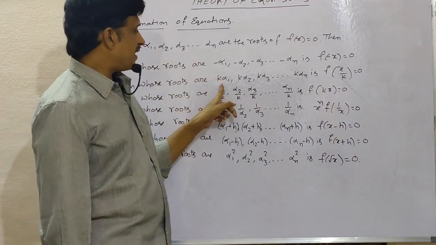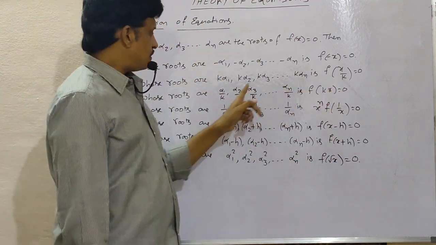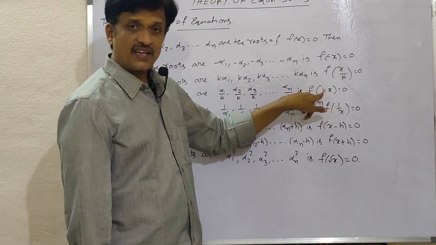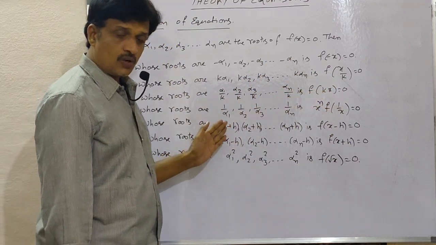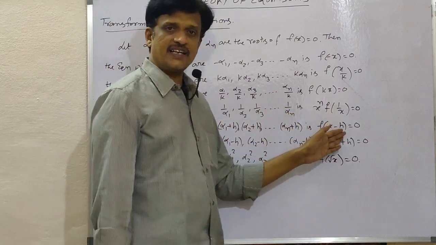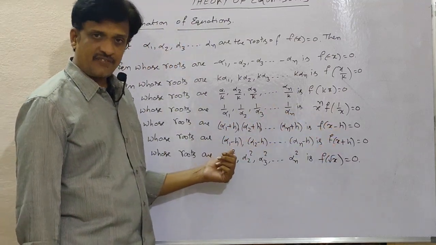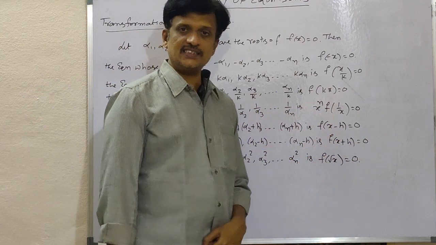Each root is multiplied by k means f of x by k. Each root is divided means f of kx you get. Each root is increased by h means f of x minus h. If h is subtracted from each root means f of x plus h, like this you get.